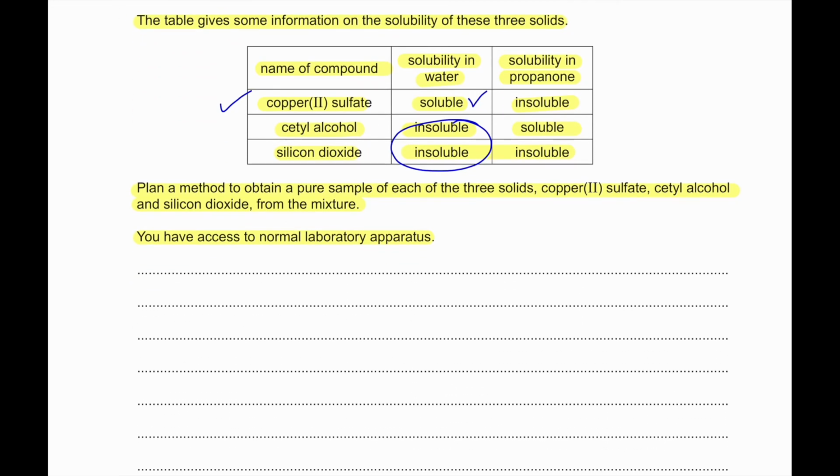Then we can dry off that residue, and dissolve it in propanol. In that way, the cetyl alcohol will dissolve in propanol, and the residue that we are going to collect is going to be silicon dioxide. If we evaporate the solution of copper 2 sulfate, we're going to get copper 2 sulfate. If we evaporate the solution of cetyl alcohol in propanol, we're going to get cetyl alcohol. And silicon dioxide is obtained already in the form of residue, so we just need to dry it.